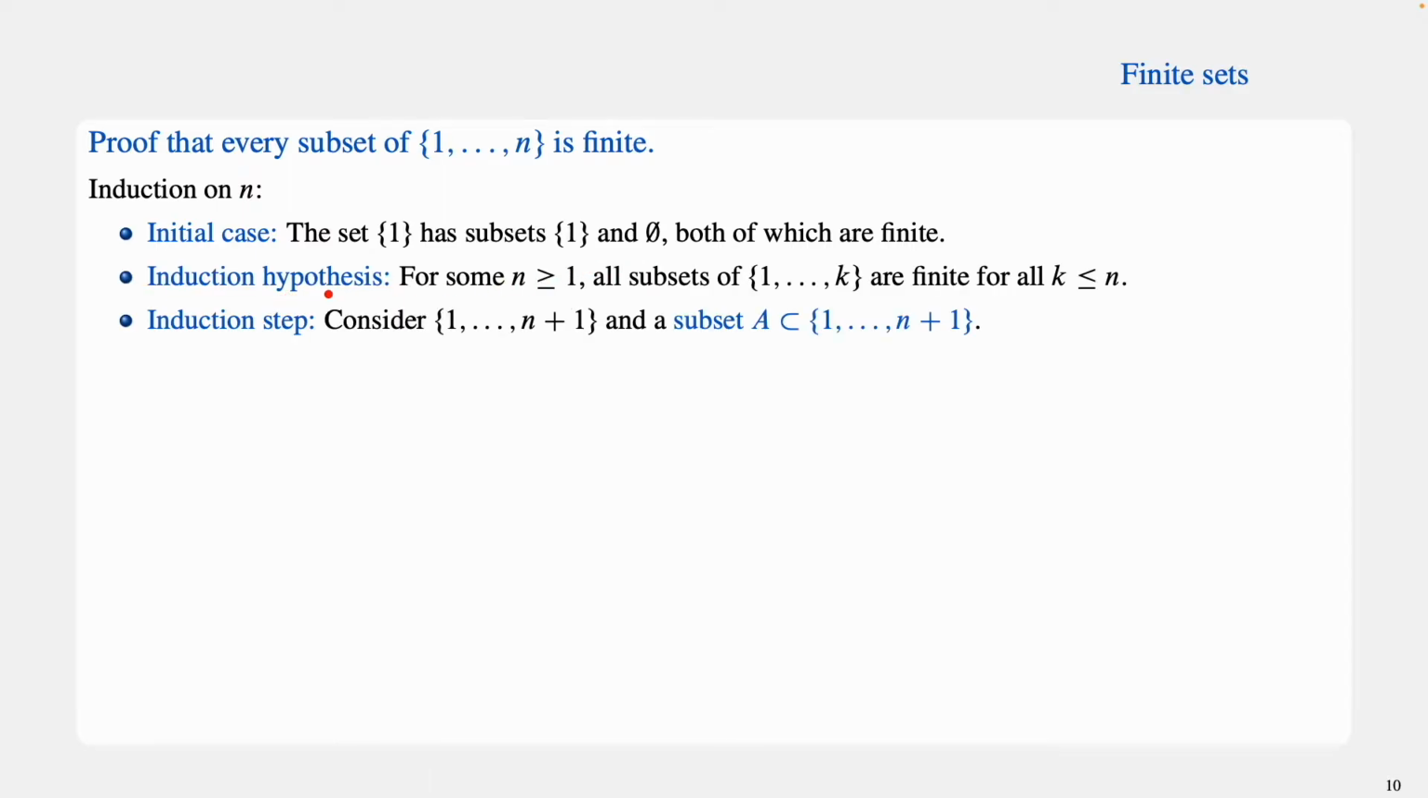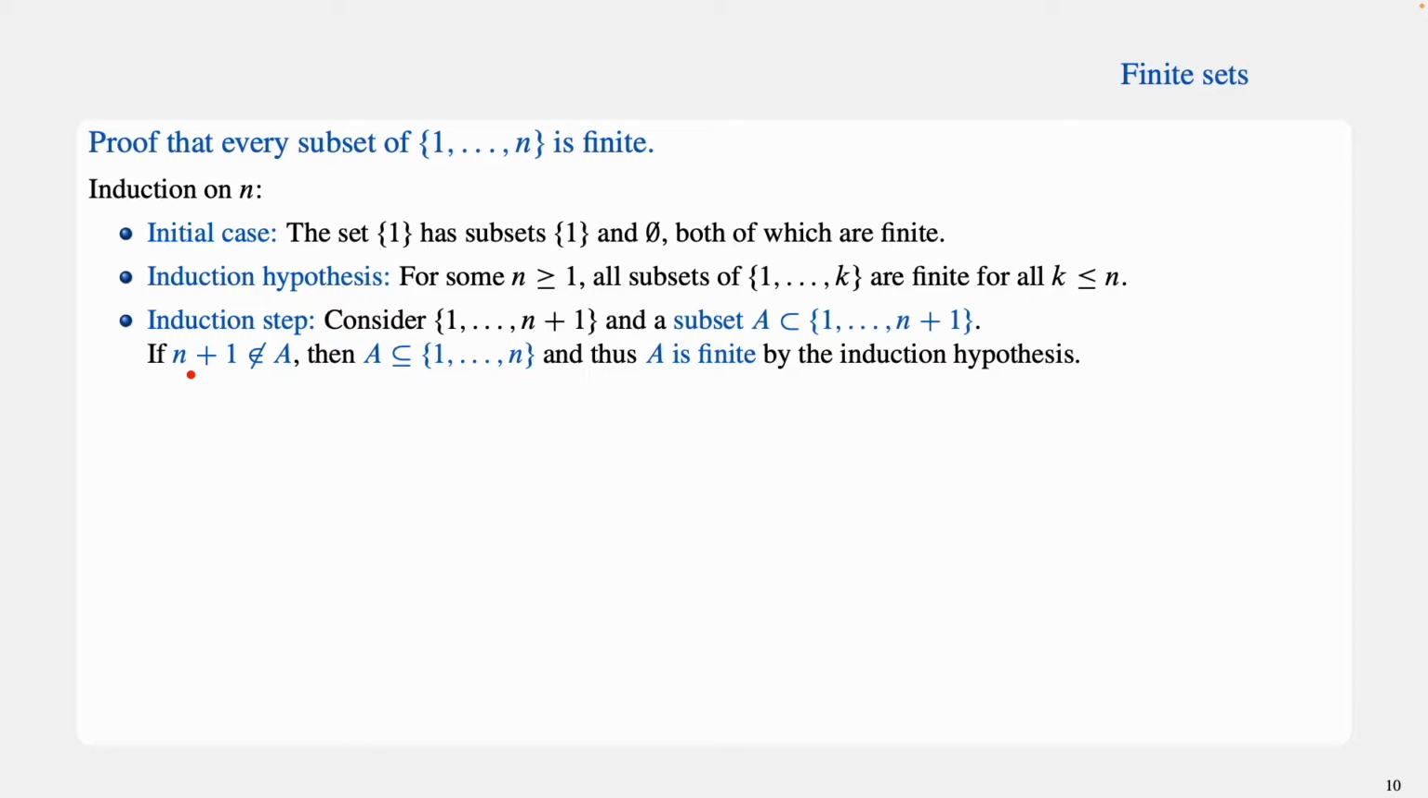Now our induction hypothesis is the following: that for some number n greater or equal to 1, all the subsets of the sets of numbers from 1 to k are finite for all the k from 1 up to our particular number n. And now in the induction step, I consider the set of numbers from 1 to n plus 1, and I take a subset A of the numbers from 1 to n plus 1. And I want to see that A is actually finite.